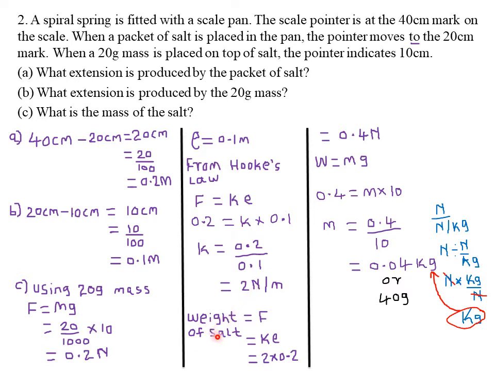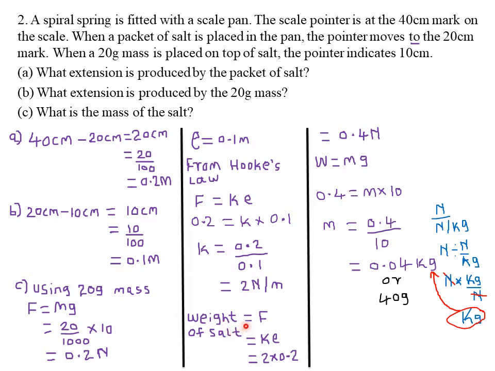Now the weight of the salt would therefore be equal to KE. So we have already found K. So if we have K and we also have the force, to find the mass won't be a problem. So we'll use our K and the extension to find the weight of the salt. Because remember, when you get the weight of the salt, weight is equal to mg, so that can help us to find the mass.